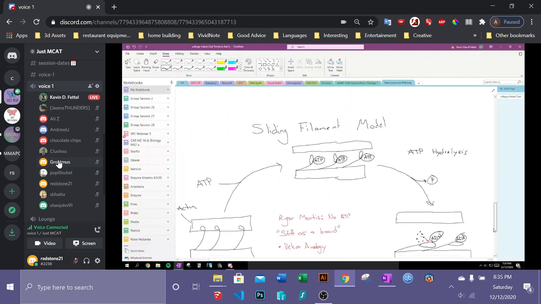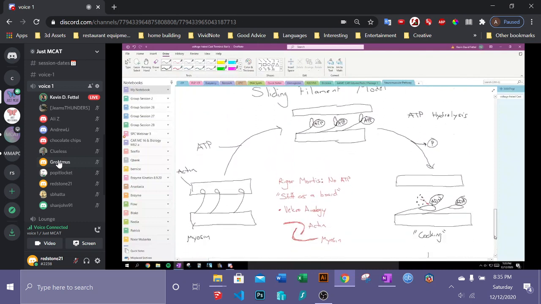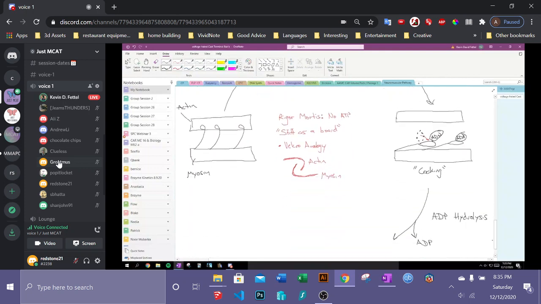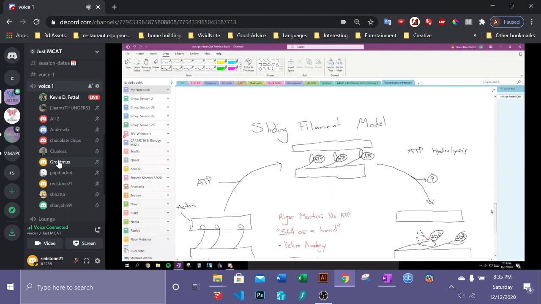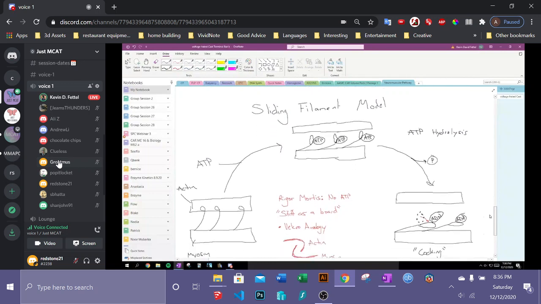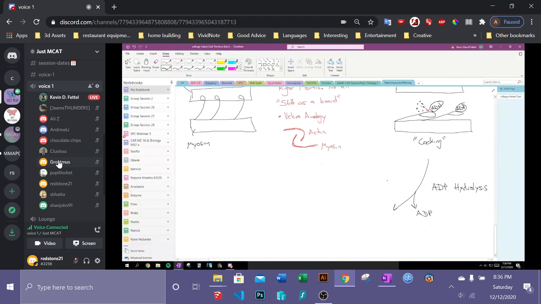Some sources, by the way, when you look at the sliding filament model, some pictures or descriptions will combine these two different hydrolysis steps, ATP and ADP, into one step. I recommend that you know that they're separate and understand the differences, because you will be asked about it on the MCAT. What happens with ATP hydrolysis and what happens with ADP hydrolysis. So it's important that you know all four steps.